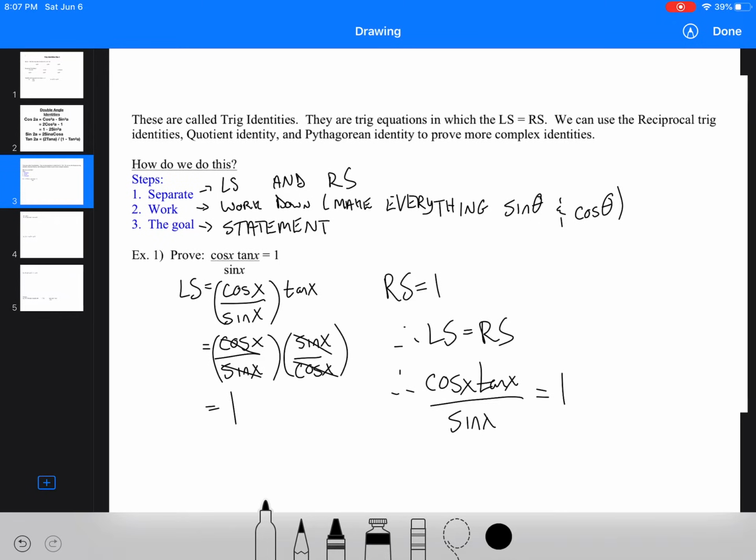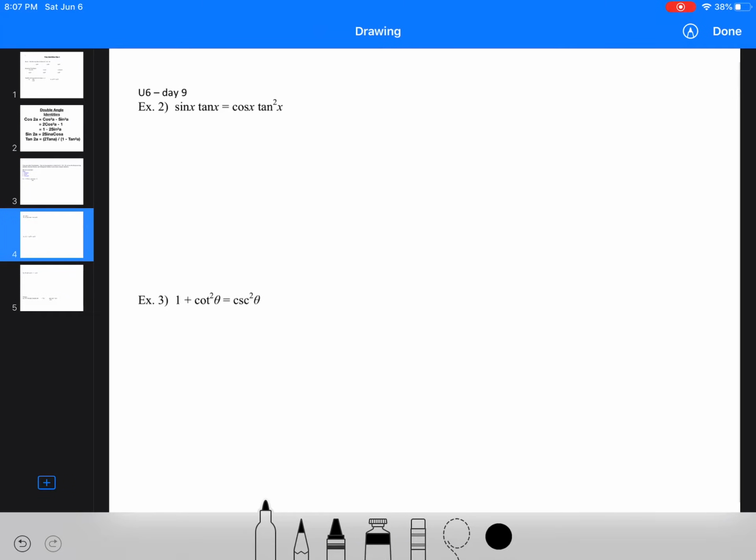Okay, let's try the next one. So looking at this next one, a couple different things you could do here. I'm going to start on the right side here because I do think it's a little easier. So we have right side equals cos x times sine squared x over cos squared x, equals, one of the coses will cancel with that. We get sine squared x over cos x.